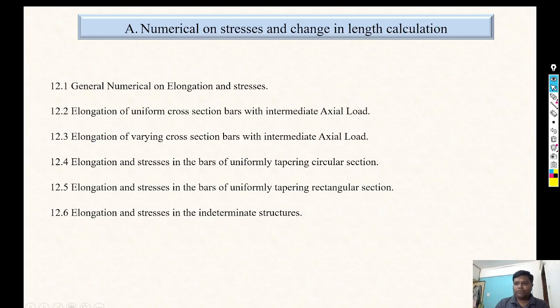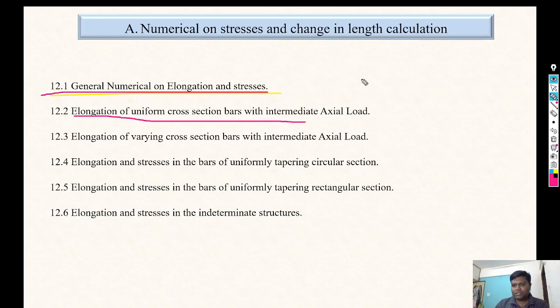The first part is general numerical on elongation and stresses. In general numerical, we will discuss the elongation and stresses. Then the second part is the elongation of uniform cross section bars with intermediate axial load.